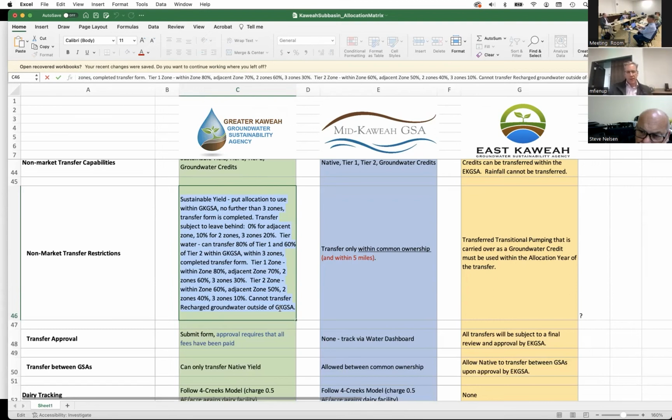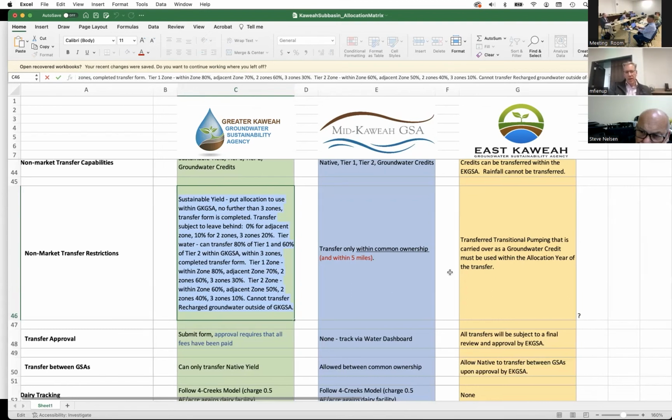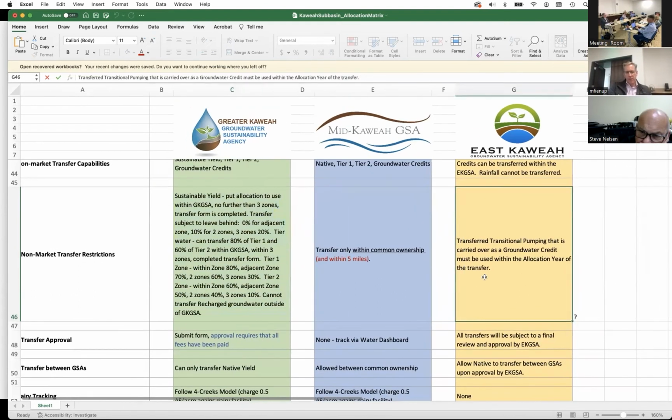Okay, interesting. All right, now in the East Kaweah, you'll have to tell me, Craig, what transitional pumping is, because I didn't see that anywhere above. Well, that's any of the tier 1 or tier 2, you can carry it over for 5 years. The second you transfer it, it's got to be used in that current water year. So whoever's receiving the transfer has to use that water in that year. Yeah, or they lose it. They can't carry it over.